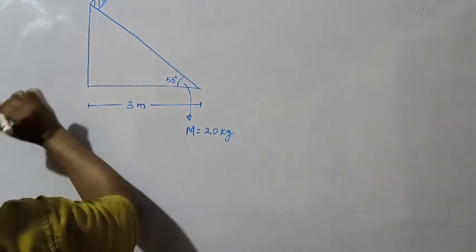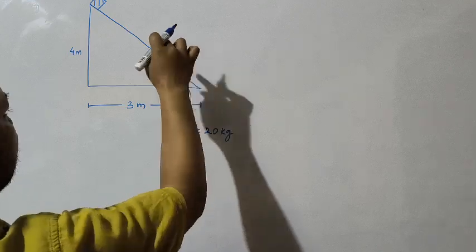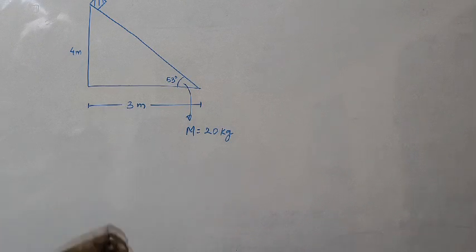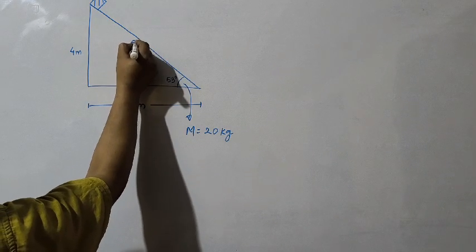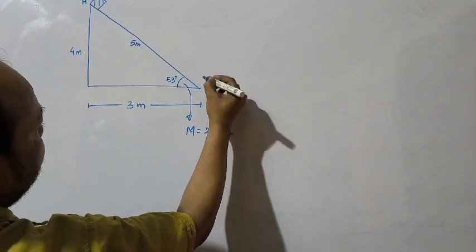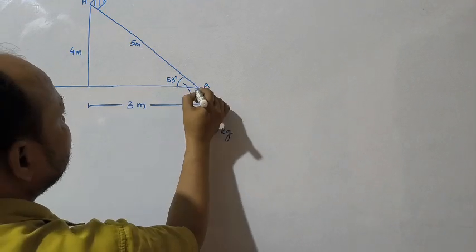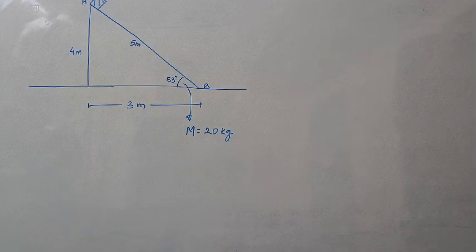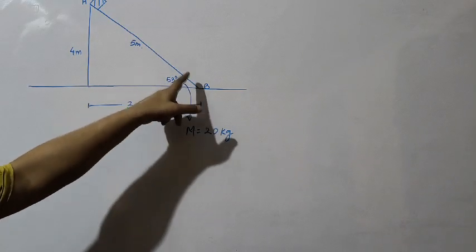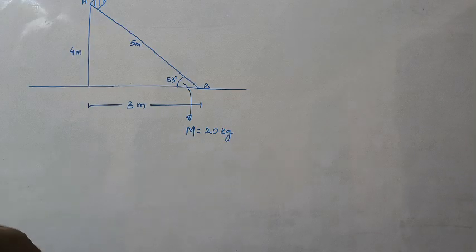This height is 4 meter, and this length will be 5 meter. This is end A, this is end B. Every surface is smooth, there is no friction. All the surfaces are smooth. So when this small block reaches the bottom P, how much will the wedge shift? So that is the basic question.